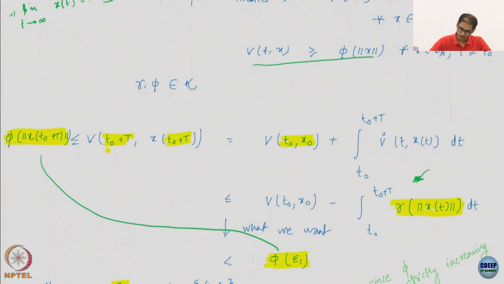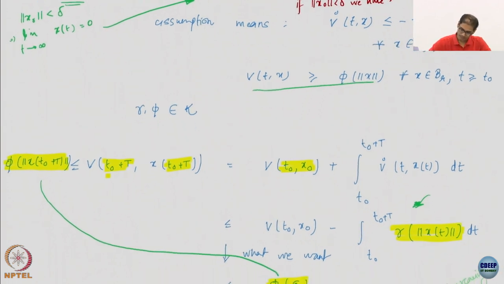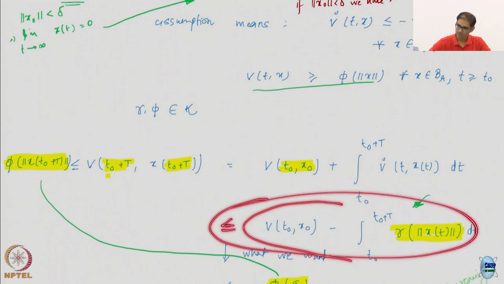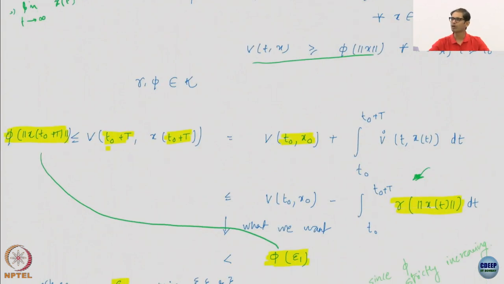Now, this is what I have. And I know from the first assumption, the negative definiteness assumption, that this can be written as less than or equal to this. Why? Because V dot is less than or equal to minus gamma of norm x. So I have just substituted this here, and because there is a less than or equal to, the equality became a less than or equal to. Now I will immediately say what I want. This is how I like to write proofs, because it helps you see where you want to go. Otherwise, if I keep telling you one step of the proof after the other, you will be lost as to why we are even doing all these steps. So I just want this.